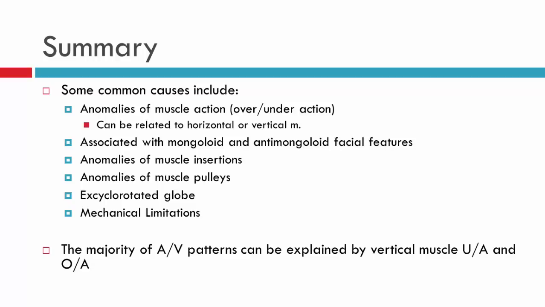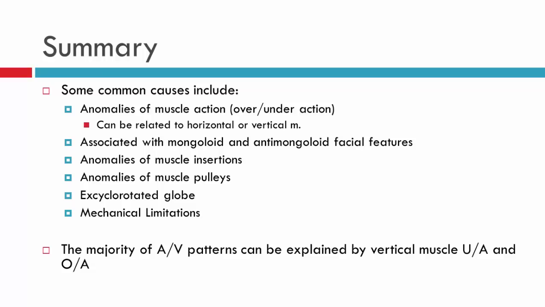We know that anomalies of the muscle insertions can cause AV patterns such as sagittalization or desagittalization of the oblique muscles. Any anomalies of the muscle pulley, such as a displacement of the muscle pulley, will cause a change in the action of the extraocular muscle, and we may see AV patterns. If we have an excyclorotated globe, this can also give the appearance of an AV pattern, and usually they will cause what looks like inferior oblique overactions, but indeed it's simply an over-elevation of the eye in adduction that is being caused by the excyclorotation of the globe.